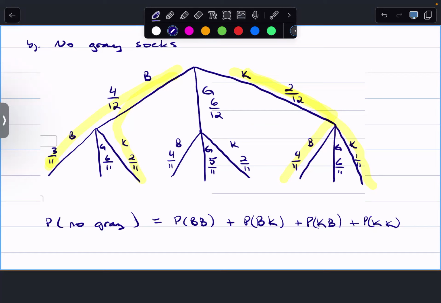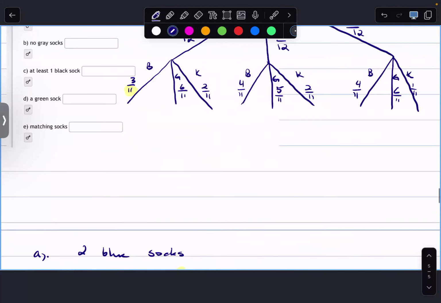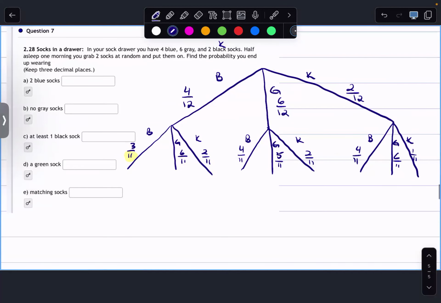So you could solve it that way, right? Just by visualizing all the different combinations. There are other ways. It's another way you could do it.